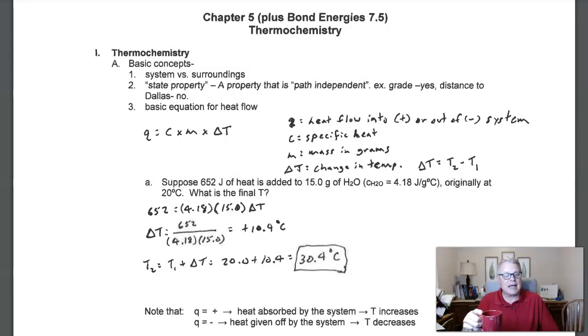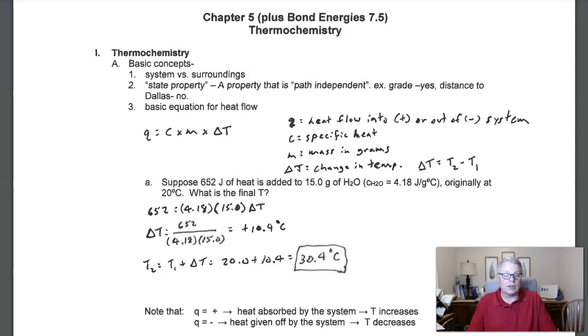State properties are really nifty because they're very simple to measure. Since it doesn't matter what happens in between, all that matters is where you started and where you ended up, all you have to do is take two measurements. You take an initial measurement, you take a final measurement, and that's all you need. You don't need to take a bunch of measurements in between like you would for a path-dependent property. Okay? All of this will make sense as we go.